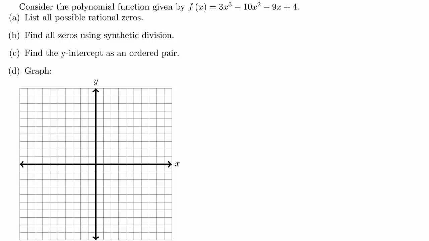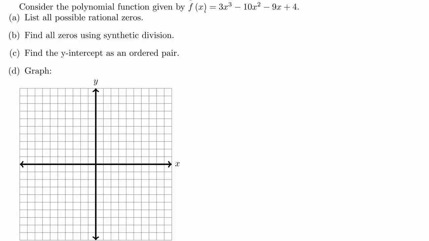Hello. In this problem, I want to consider the polynomial function given by f of x equals 3x cubed minus 10x squared minus 9x plus 4. I want to list all possible rational zeros. I want to find all zeros using synthetic division. I want to find the y-intercept as an ordered pair. And I want to graph this function.